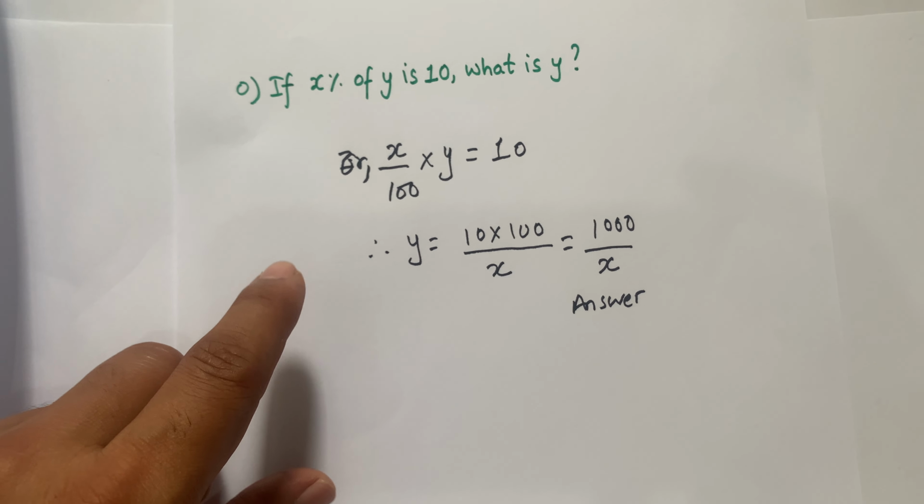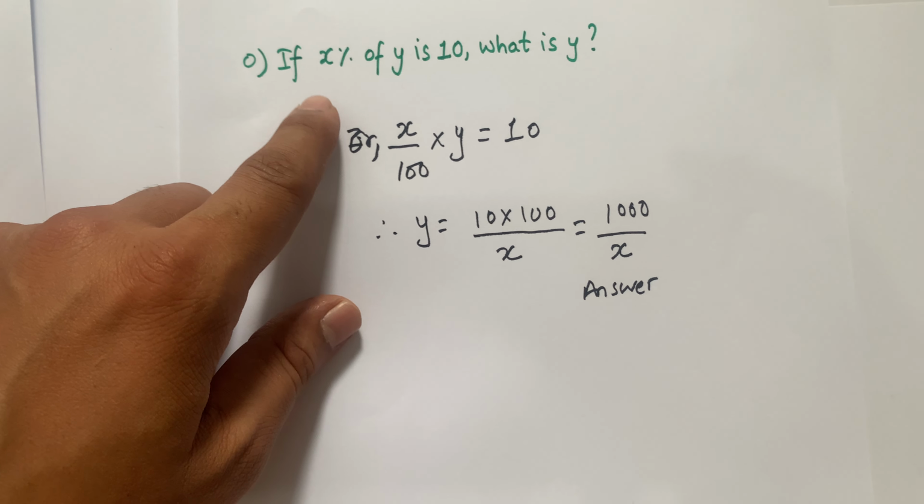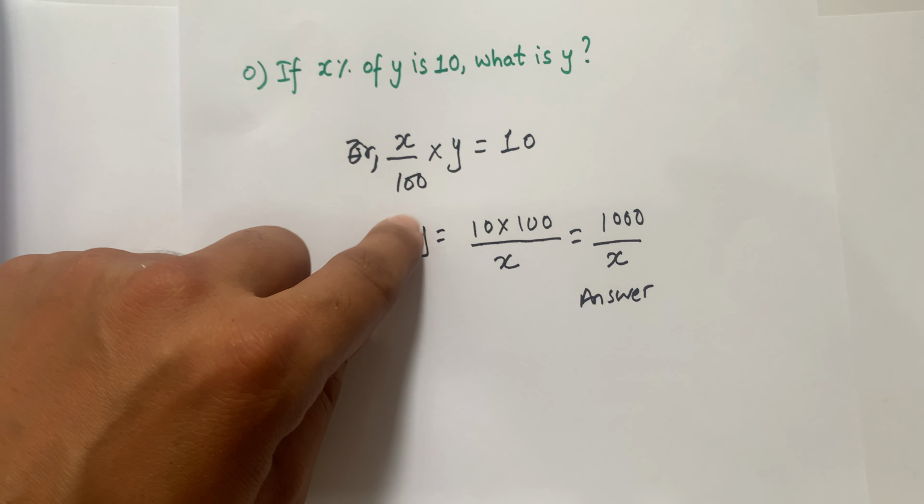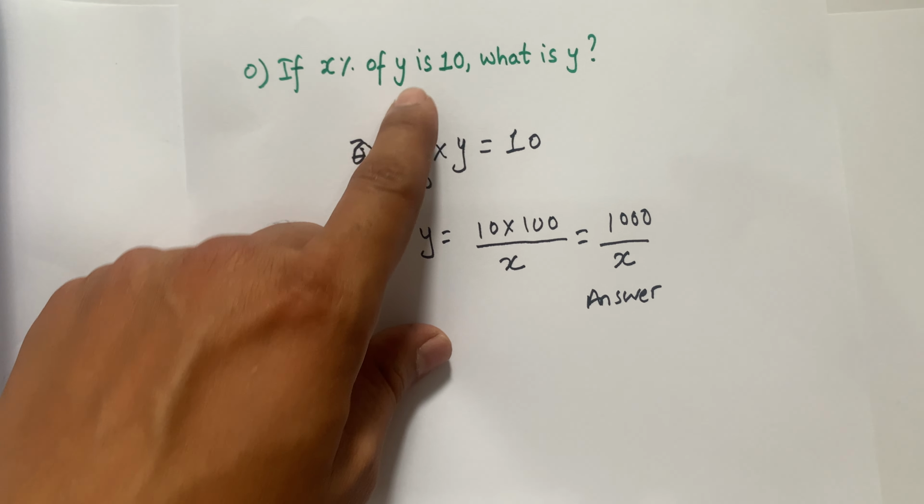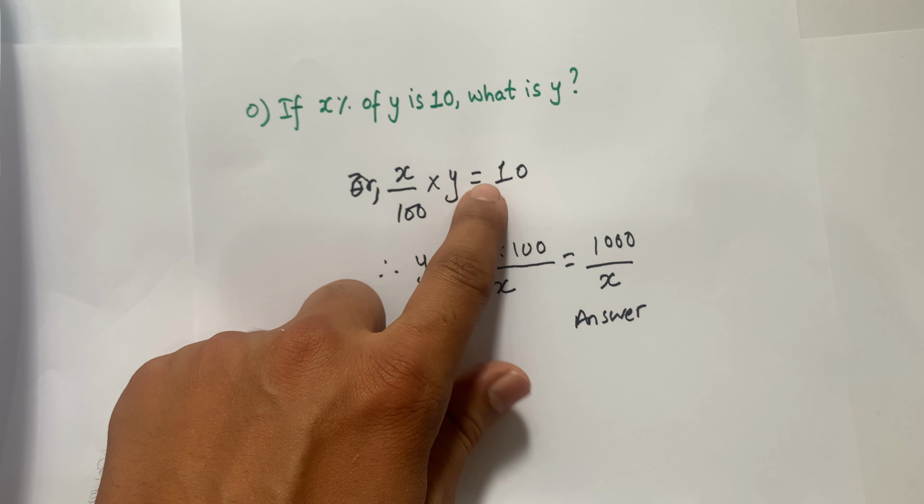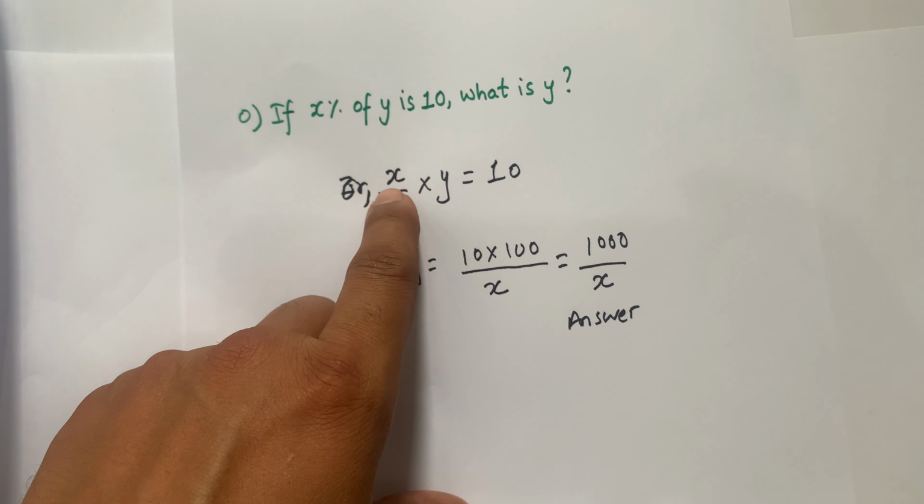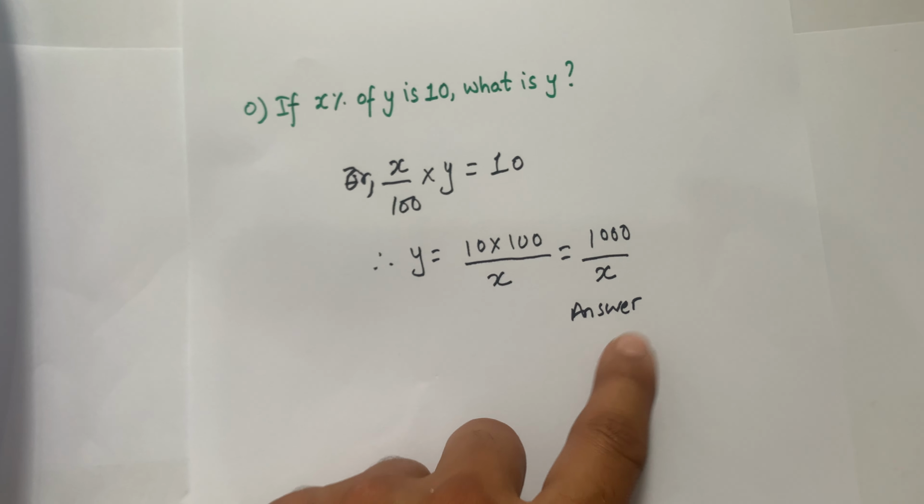Now the next question is, if x% of y is 10, what is y? Here x% means x by 100 into y is, as the tip number 1, "is" always means put equals 10, then y equals to this, cross multiply and you can get the answer.